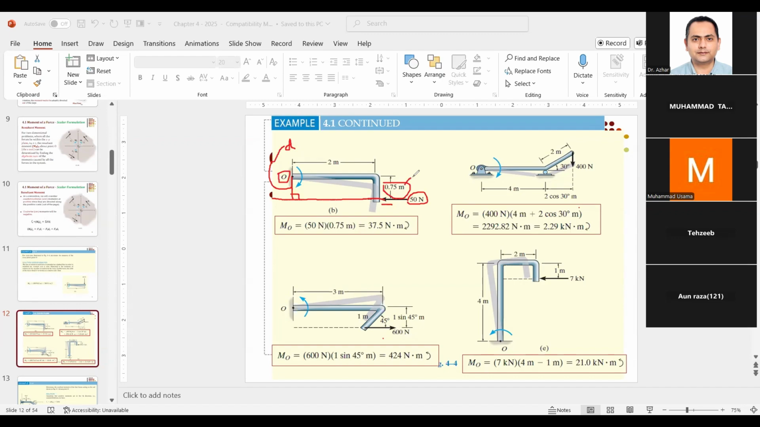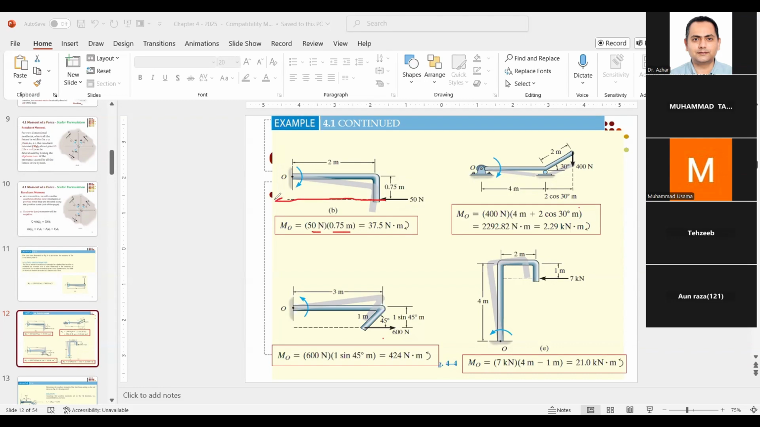So it may not be direct, it may not be placed right there where you need it, but it will be placed somewhere in your diagram. So you will simply multiply 50 with 0.75 and it will give you the moment. 50 into 0.75. So this is the magnitude. The next thing is the sense, whether it is clockwise or counterclockwise. And for that, again, you have to see the force is a sliding vector. You can slide it along its line of action.